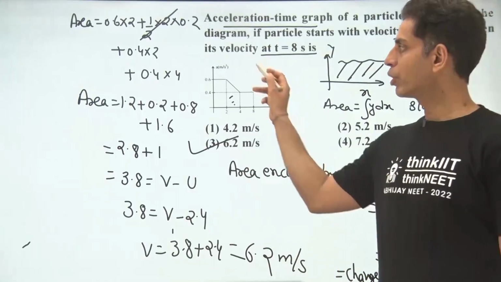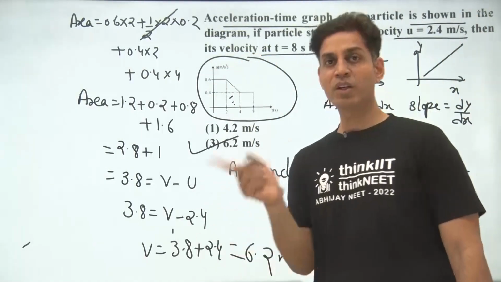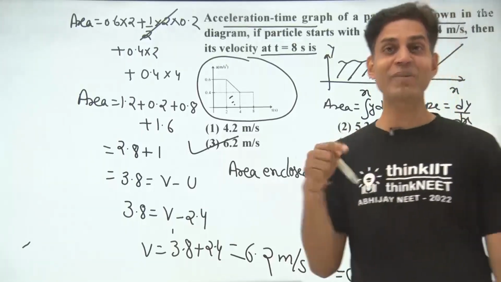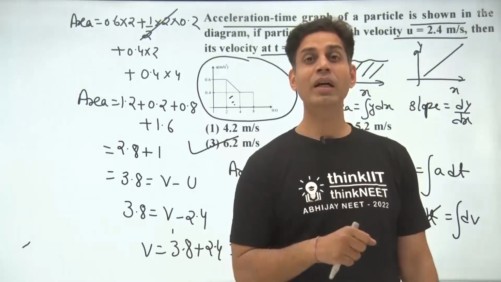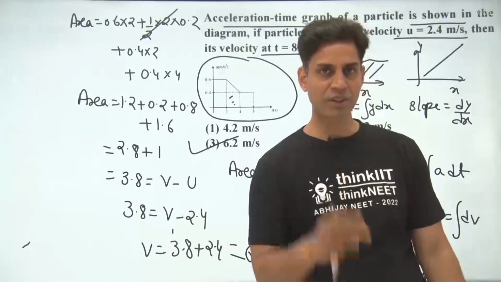Got it? It is very important to know that the area enclosed by the acceleration time graph will not give the velocity only, it will give us the change in the velocity. Got it? So our answer is option number 3.